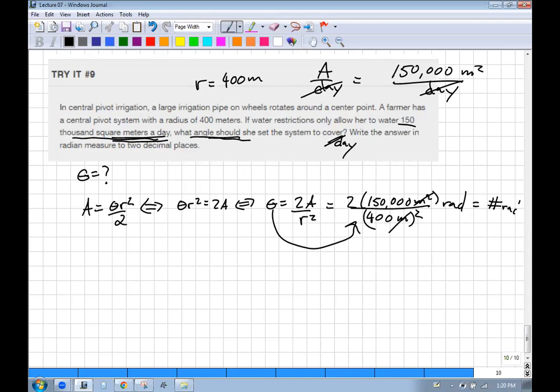If you'd plugged them in and then solved, you'd have had to write 150,000 and 400 like 5 times, and that sucks. We don't want to have to write these huge numbers over and over again. Always try to solve for your variable first, and then at the last minute, plug the numbers in. Then you have an exact answer. Plug it in your calculator, you're going to have an approximation, okay? This step is just arithmetic. You can do that.